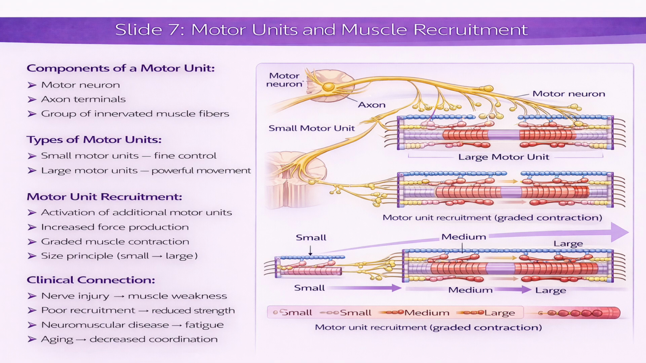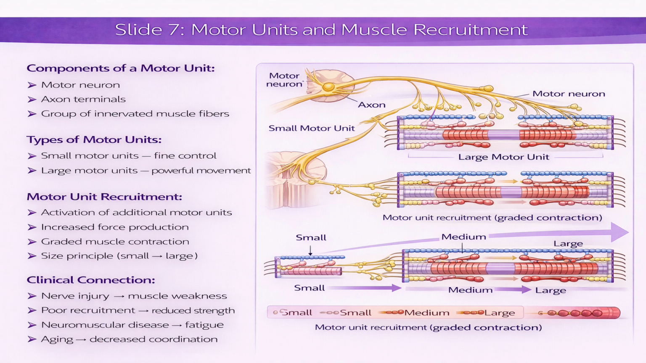Motor units vary in size depending on their function. Small motor units contain fewer muscle fibers and allow precise, finely controlled movements, such as those required for writing or manipulating small objects. In contrast, large motor units innervate many fibers and generate powerful contractions used in activities such as standing, lifting, and climbing.